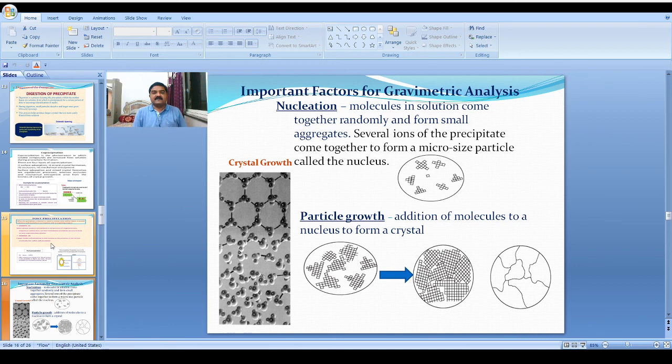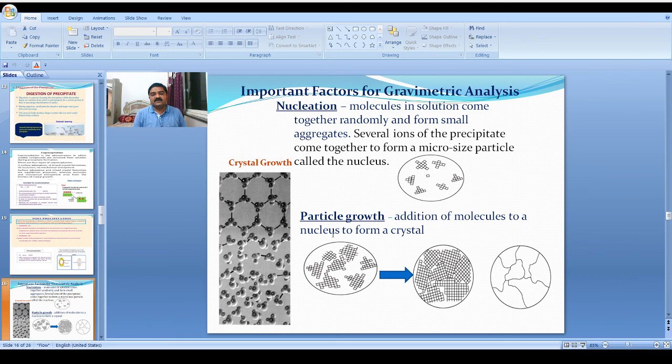Next, important factors for gravimetric analysis. Nucleation: what is the actual process that takes place after the precipitation? This is nucleation. The molecules in the solution come together randomly and form small aggregates, several ions of the precipitate come together to form a macro-size particle called the nucleus. This is the nucleus. The smaller particles form the nucleus, and after that comes particle growth.